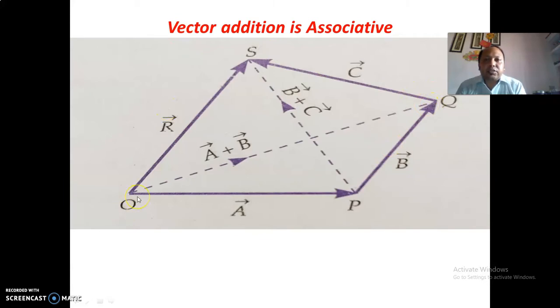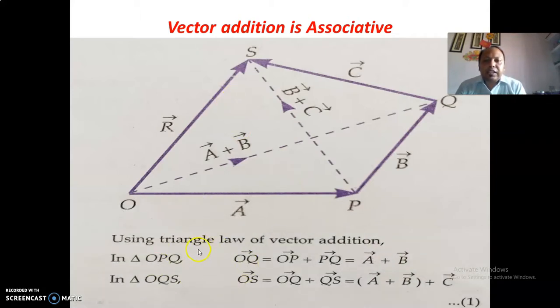Then according to the polygon law of vector addition, we know that the vector R will be the resultant. Now what we are going to prove here is, if we consider vector A plus vector B initially and then add it with vector C, then we get the resultant R. In the same way, if we take vector B and vector C earlier, add them, and then add it with vector A, then also we get the same result. So let us see how it is done.